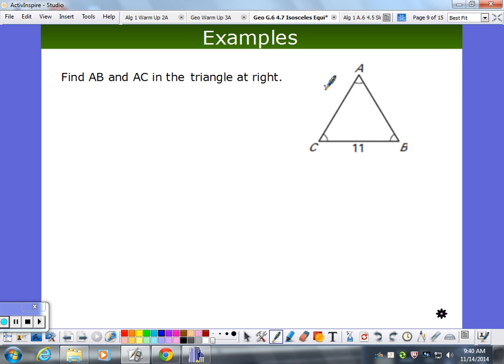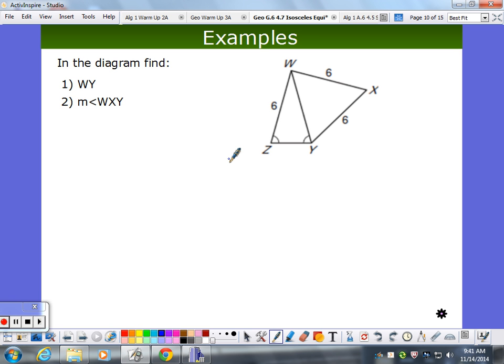Find the length of AB and the length of AC in the triangle at right. Amanda? Well, AB and AC are both 11 units. Can you tell me why? Because I know that the triangle is equiangular, therefore it must be equilateral because of the corollary to the Isosceles Triangle Theorem. And since segment CB is 11 units, since it's equilateral, the other sides must be equal to it. Beautiful. That was a beautiful explanation. Perfectly explained. Okay, let's look at example C.